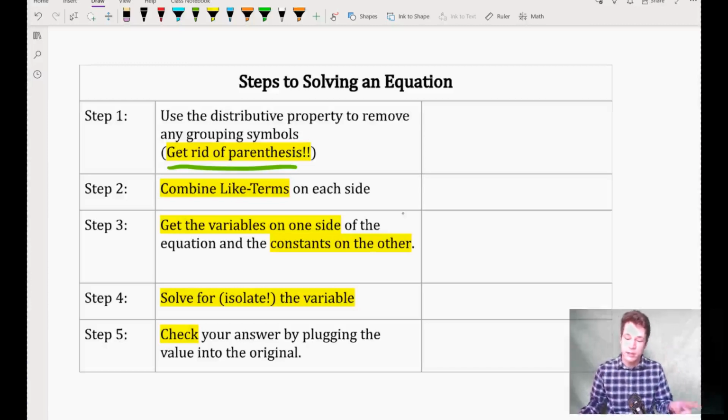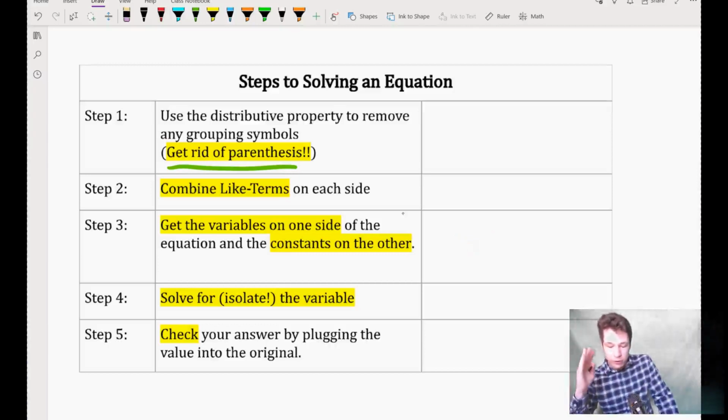Step 3, get the variables on one side, so all your letters, all your x's or m's or whatever they might be, get all those variables on one side of the equation, and then push all of the constants to the other side. This lets you get to something closer to what we want, right? Variables on one side, constants on the right. That way we can get closer to our answer.